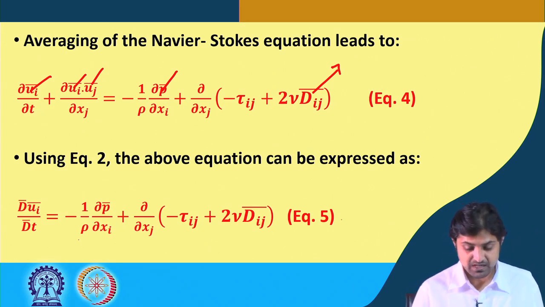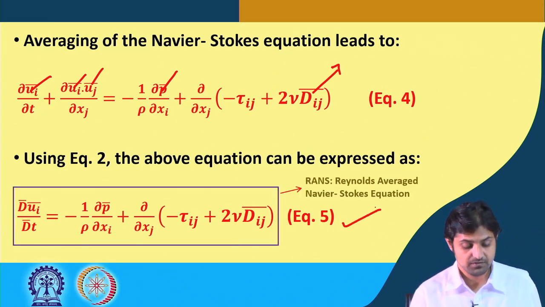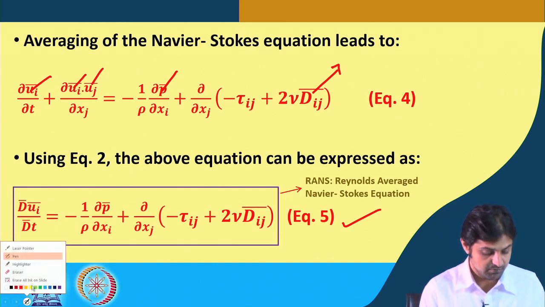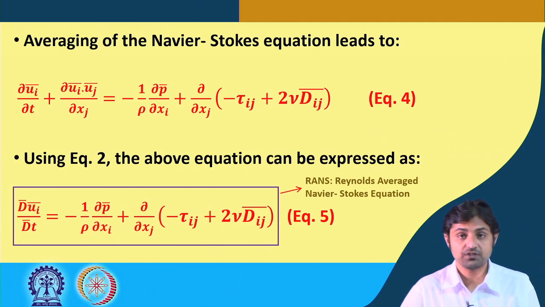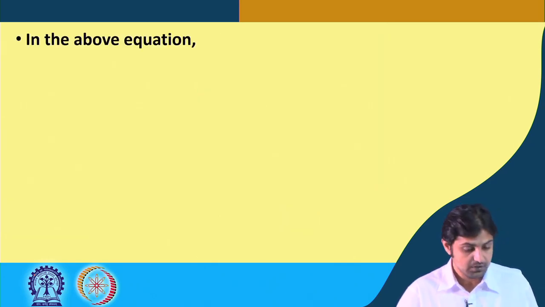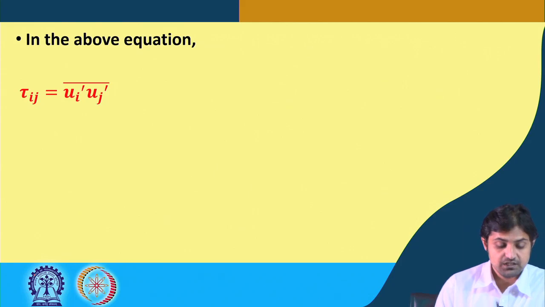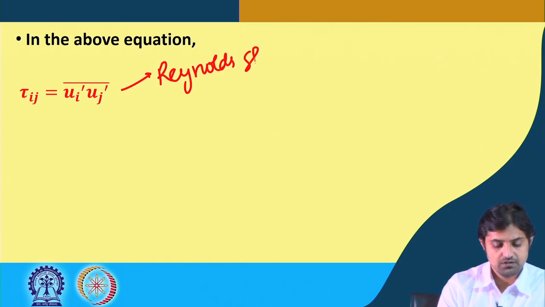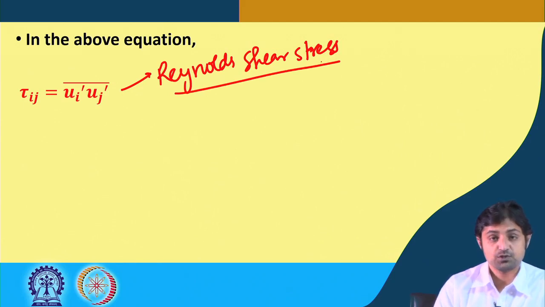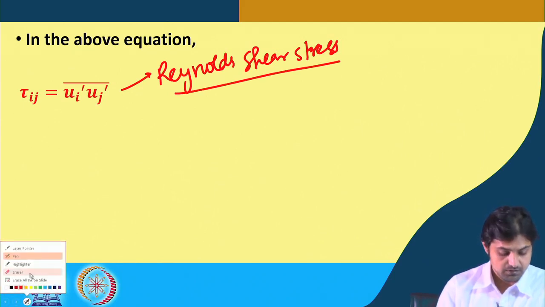Okay, this is equation number 5. So this is nothing but the Reynolds average Navier-Stokes equation. There are some things that we need to find out. What is tau ij? Dij we already know. In the above equation, tau ij is ui prime multiplied by uj prime. This is generally called Reynolds shear stress, and as we have read about it, it is much more than the kinematic stress.